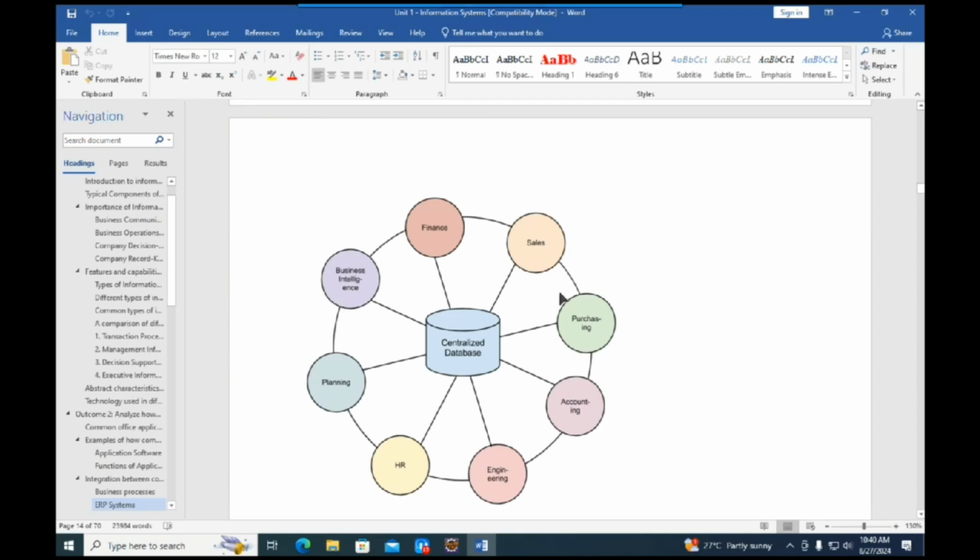If you look at this image, you can see it has a centralized database, and all these departments are able to access this database. The finance department, the sales, the purchasing, the accounting, engineering, the human resource, the planning, and the business intelligence. So, one database shared by all these departments.